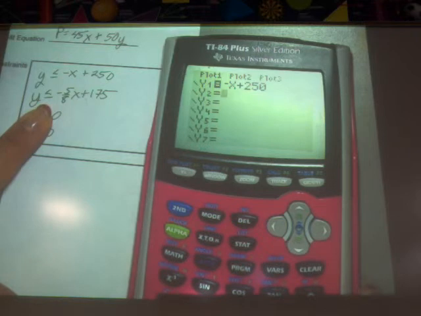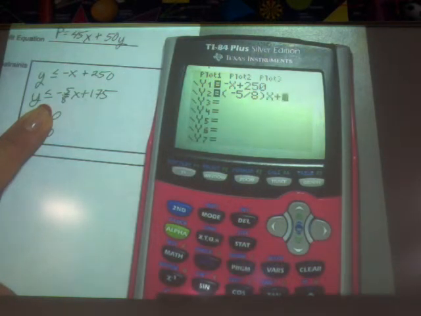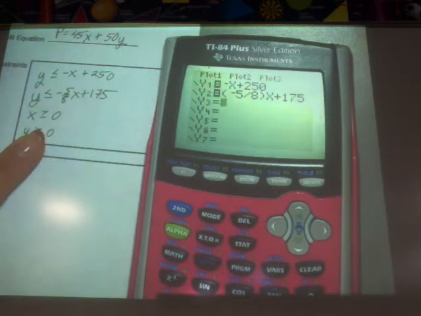Your coefficient must be in parentheses: (-5 divided by 8), and then X, and then plus 175. Otherwise, your calculator's not going to read what the proper coefficient is. I'm not going to put in X is greater than or equal to 0, so I can't really put that in here. And I'm not going to put in Y is greater than or equal to 0. We're going to take care of that with our viewing window.